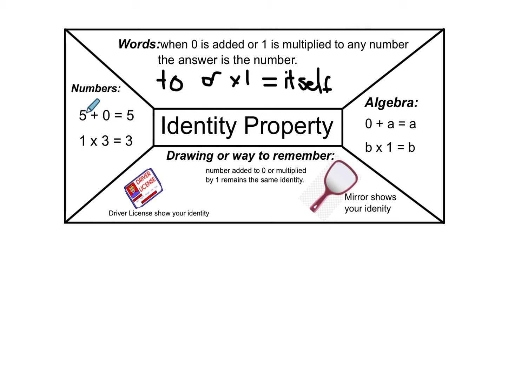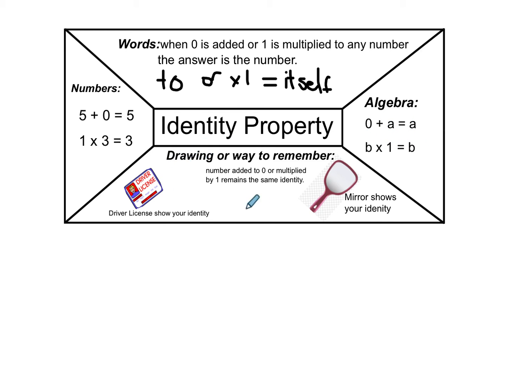So for the identity property, just give me an example. 5 plus 0 equals 5. Started with 5, you end with itself. 1 times 3, started with 3 times the 1, and you get 3. The algebra now just means I need to replace the one number with a letter. For instance, in my first numbers, I just replaced it with the letter A. 0 plus A would get me back to itself, or A. B times 1 would equal B.